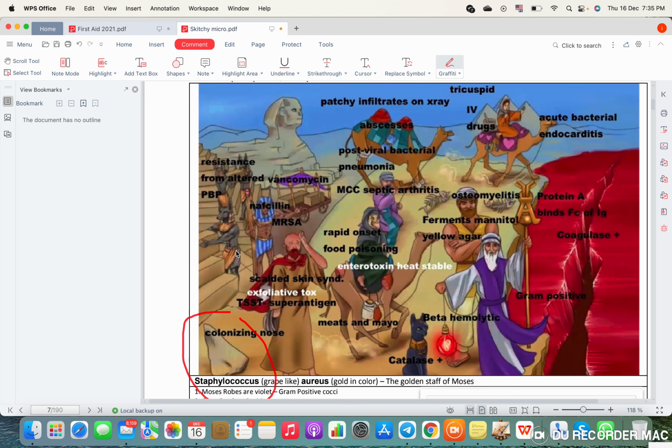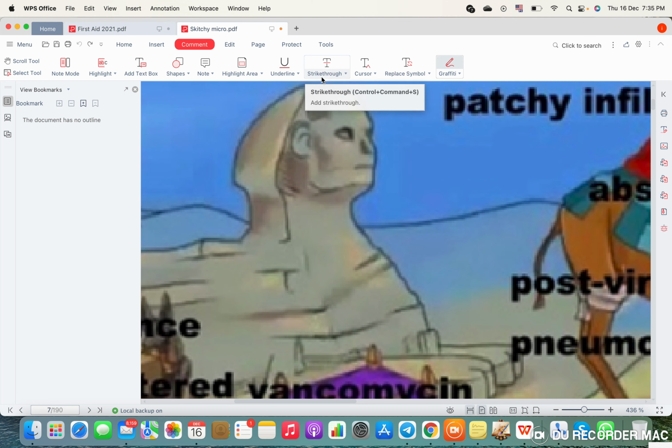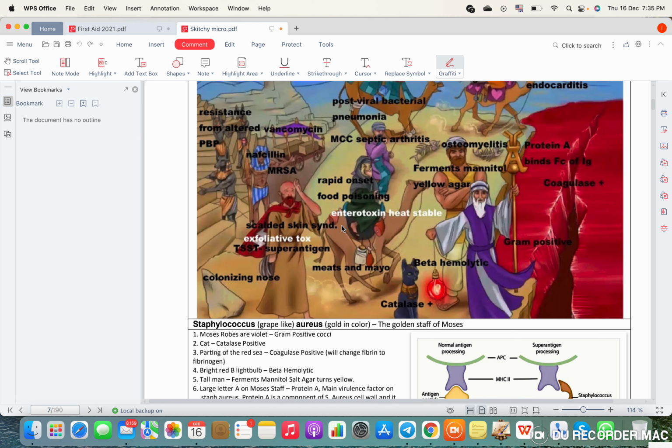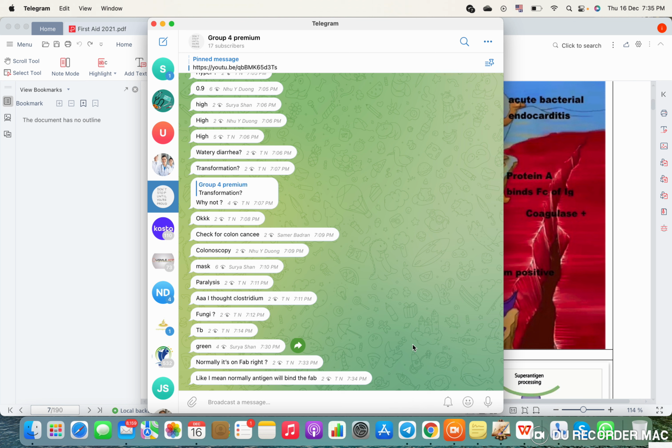And a historical fact: this guy, which is the Sphinx in Egypt, does not have a nose. Does anybody know why he does not have a nose? That's an interesting factoid. Nobody knows why the Sphinx in Egypt right now does not have a nose.